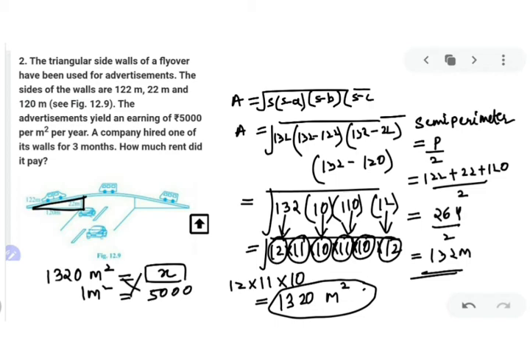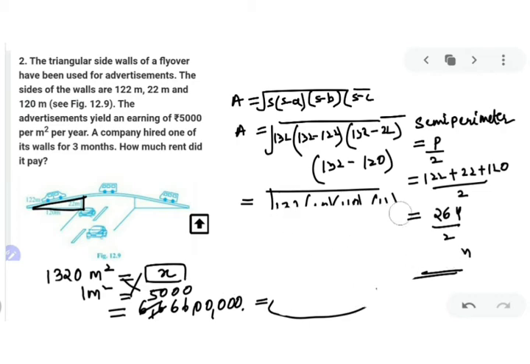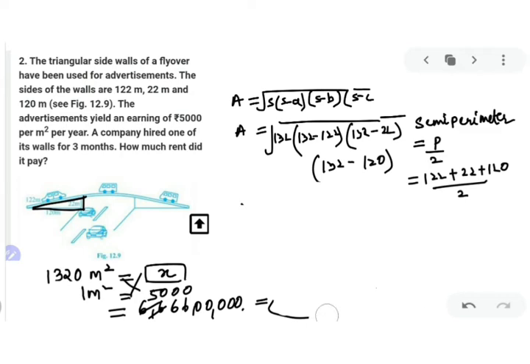So for 1320 it will be 1320 into 5000. Getting my point? They are charging for a year. It will be 6 lakh. I think it is 66 lakhs. Now this 66 lakhs, my dear kids, is for the complete year, that is 12 months.